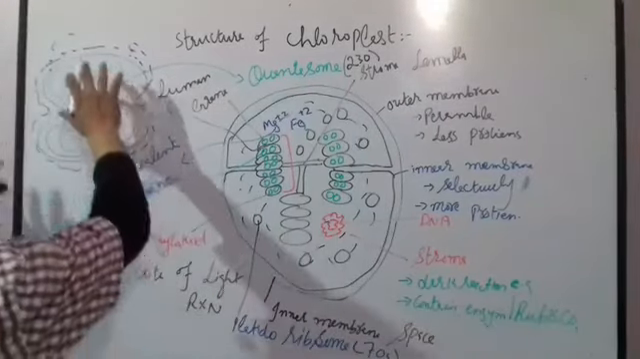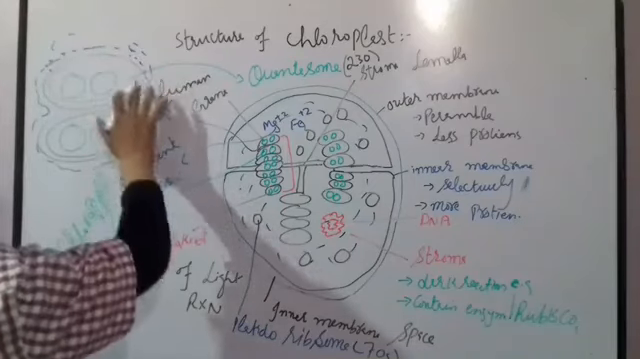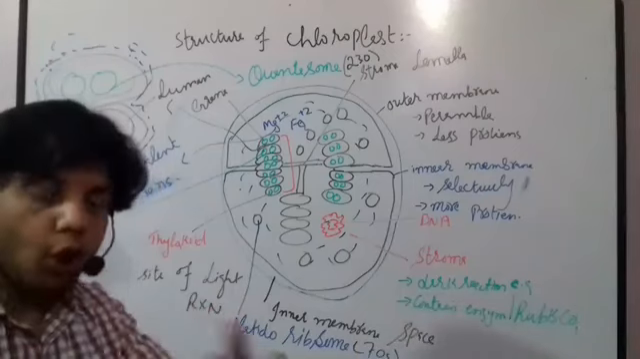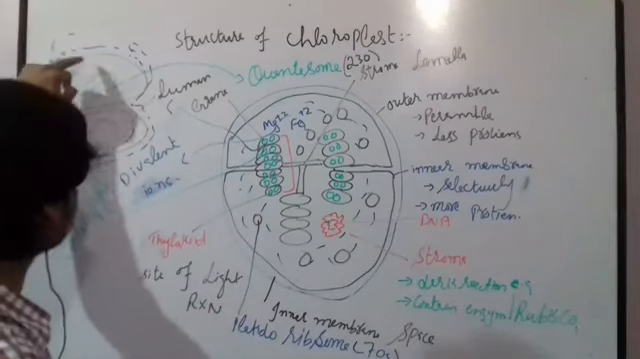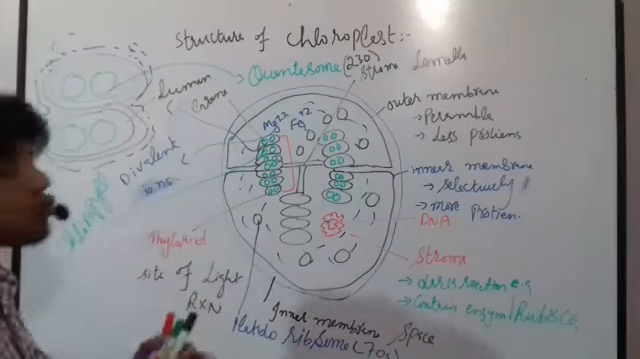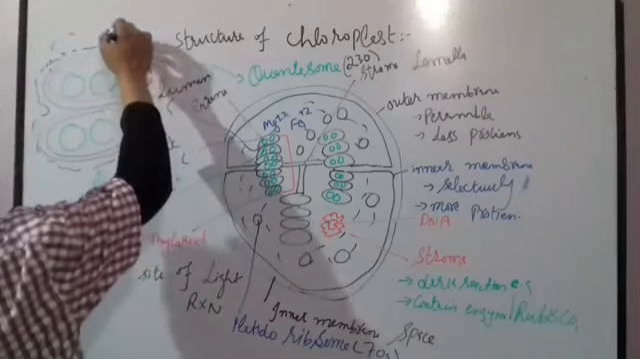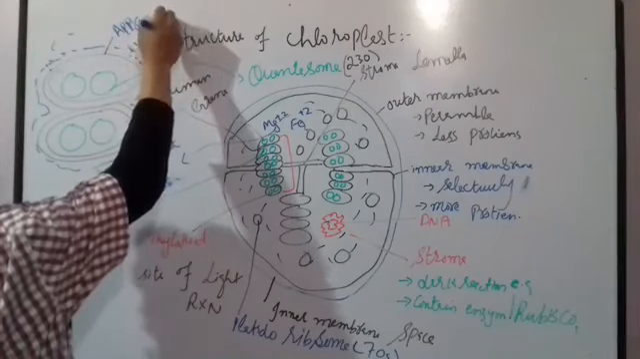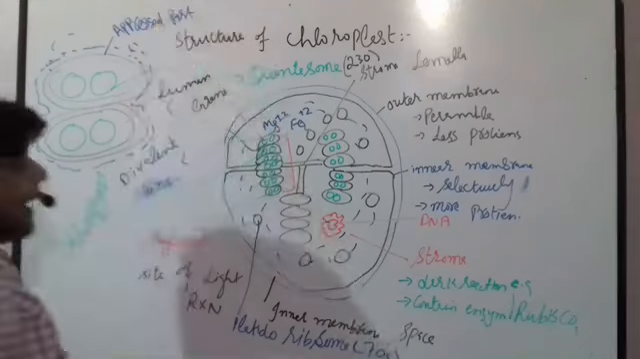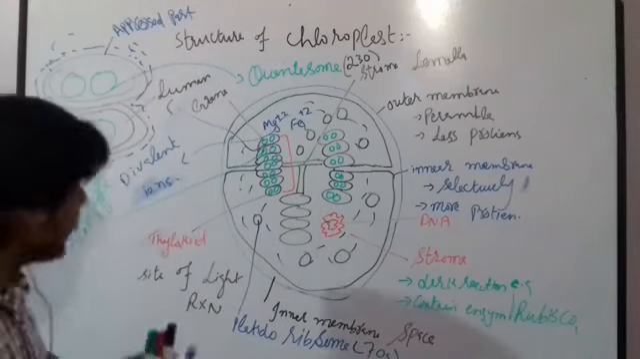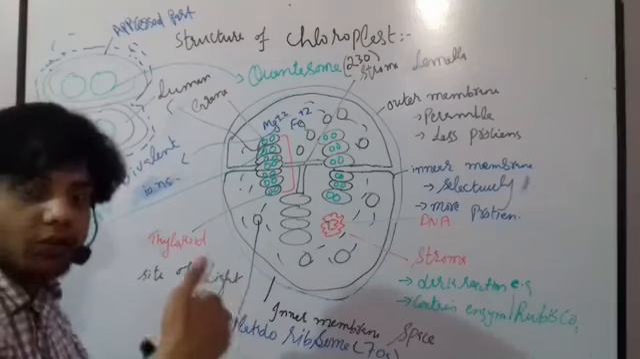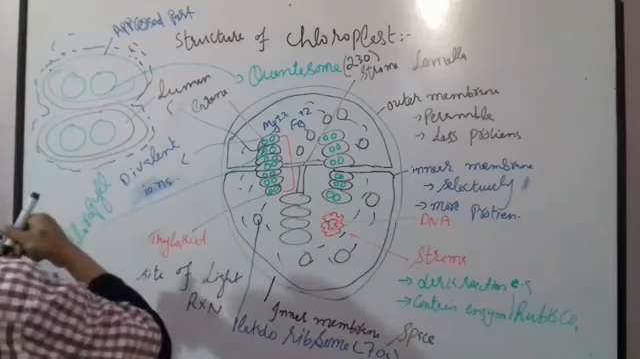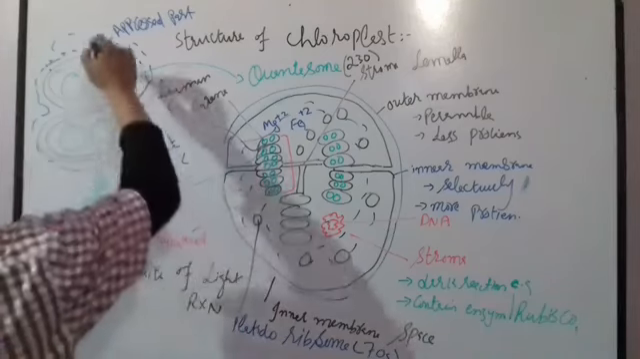Now, as I told you, the thylakoid contains two parts. The first part, which is connected with the stroma, we call the appressed part. And the other part, which is connected with each other, this one part is called the non-appressed part.